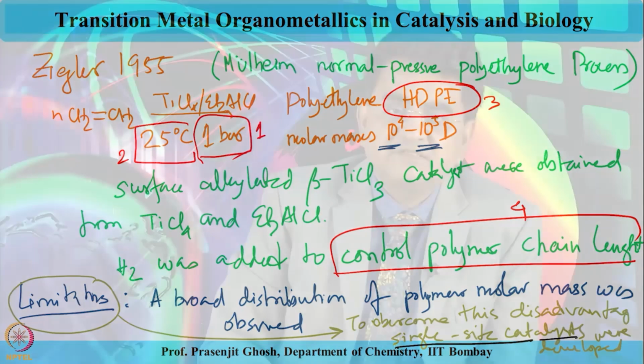So, this was the story about the first half of the Ziegler-Natta catalysis. Now, as you can see, the Ziegler-Natta catalysis bears the name of two contributors. One is Carl Ziegler and the second is Giulio Natta, and the first half of the story is about the ethylene polymerization, which was identified and first developed by Ziegler.